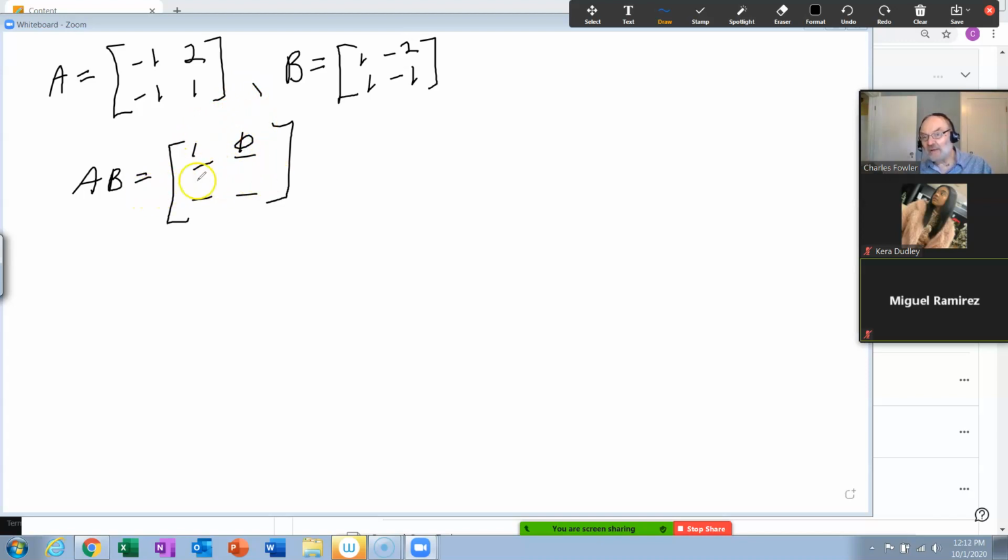The 2,1 entry here, second row, first column, would be second row of A, first column of B. It would be a -1 times 1. -1 plus 1 is 0. Hey, 3 out of 4 is not bad. But let's see if we could do the fourth one. The 2,2 entry, second row, second column. That would be a +2 minus 1, sure enough, is a 1.